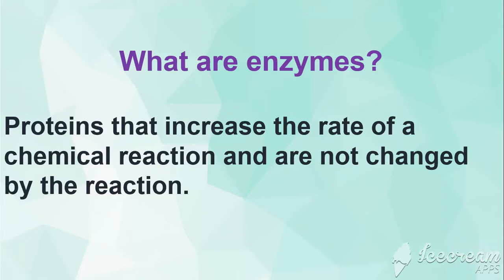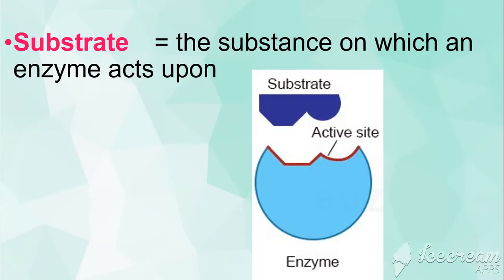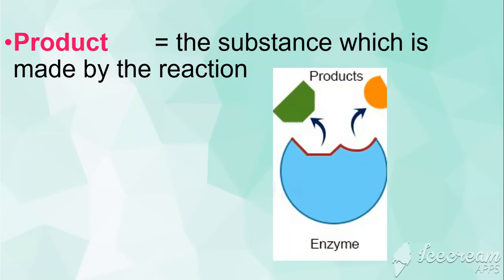Let's explore three important terms in the lock and key mechanism of enzymes. The first is active site. This is the part of an enzyme that a substrate molecule fits into. Next is the substrate. This is the substance on which an enzyme acts. And lastly, product. This is the substance made at the end of the reaction.